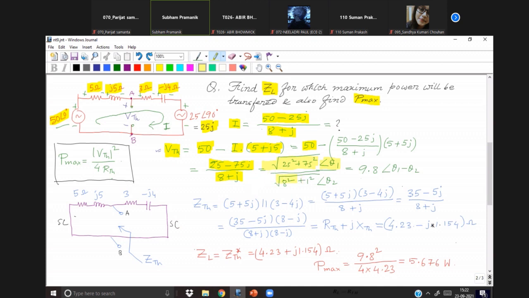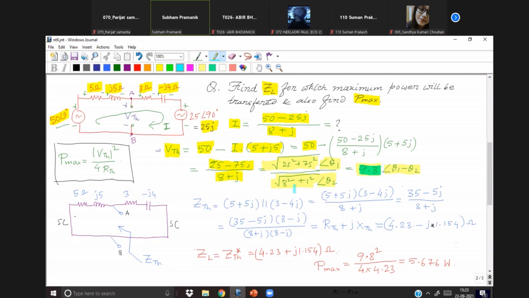the root over 8 square plus 1. Here also we will get an angle theta2, tan inverse 1 by 8. Doesn't matter. If you do further simplification, you will get 9.8, and an angle theta1 minus theta2, which doesn't matter because that angle is not required. What we need is only the 9.8, which is our modulus. This is what we need, 9.8.